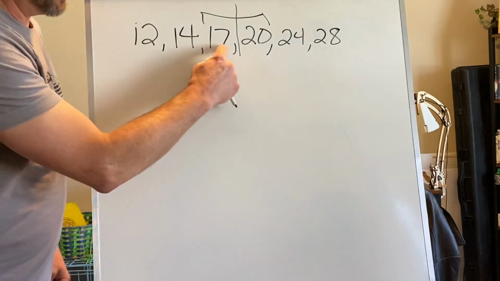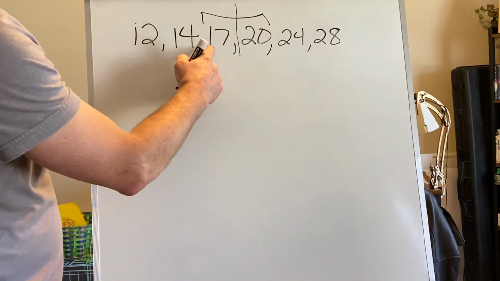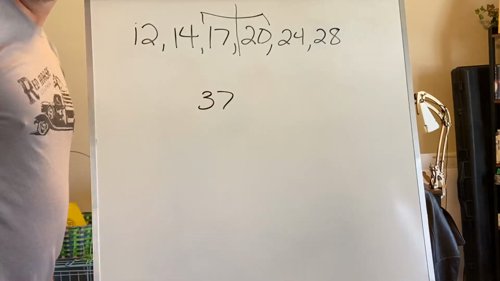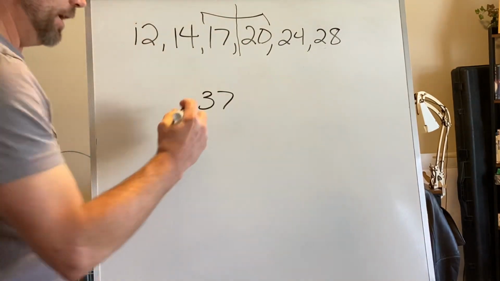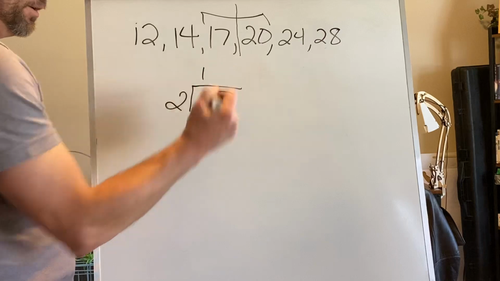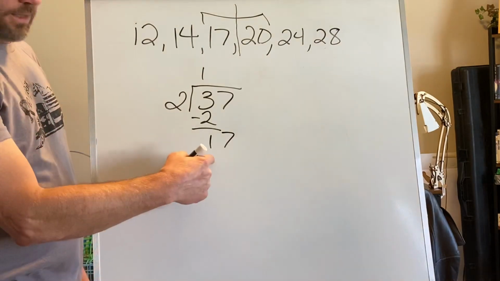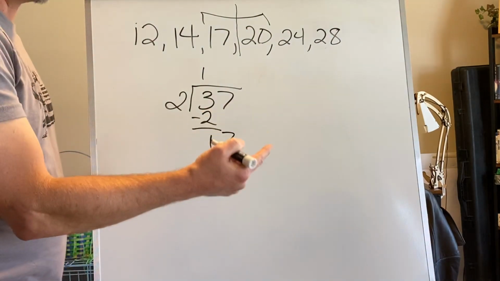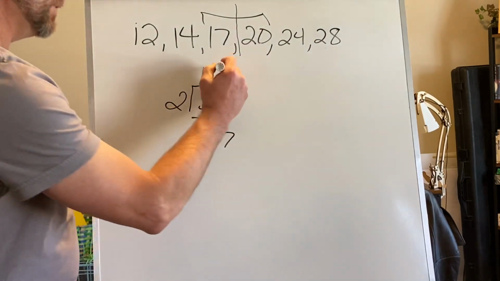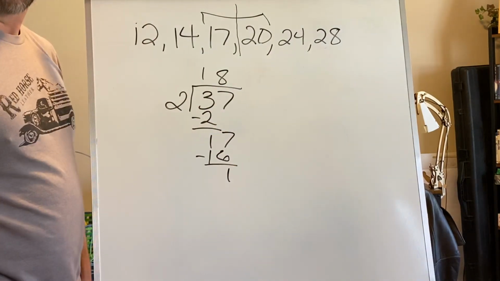To find the average, we add the 2 numbers together and divide by 2, right? So 17 and 20 is 37, right? 20, 37. And there's 2 numbers we added together, so we divide by 2 to find the middle. Goes in once. 2 times 1 is 2. Subtract. Bring down the 7. 2 goes into 17. Well, 2 times 6 is 12. 2 times 7 is 14. 2 times 8 is 16. So 8 times 2, 16. Subtract, there's 1 left over, right?